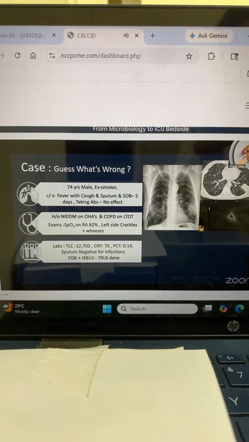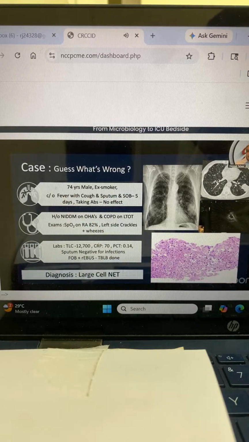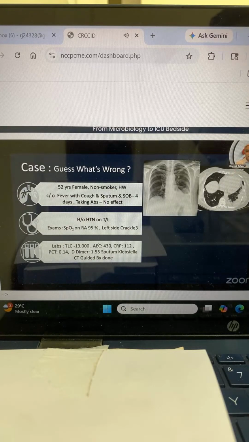You can see there's quite a big opacity. Admitted with pneumonia, TLC count high, CRP high, procalcitonin negative, sputum and FOB nothing suggestive of anything. Finally, required a radial EBUS, and it showed a classical adenocarcinoma, large cell NET tumor. So all kinds of tumors, autoimmune conditions, and pulmonary embolisms can mimic something like a pneumonia.